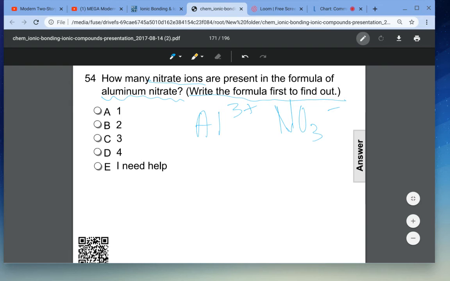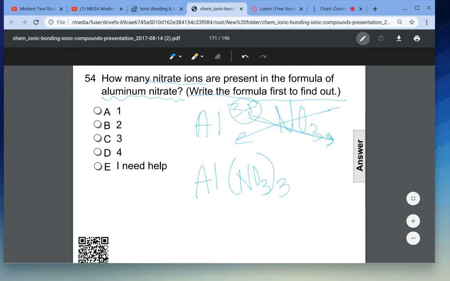NO3-. We're going to crisscross, right? So the 1 over here, the 3 over here. So get your formula, and then you should get Al1. We don't have to write it. And NO3, but we're going to have 3 of them. We're giving this to the nitrate.